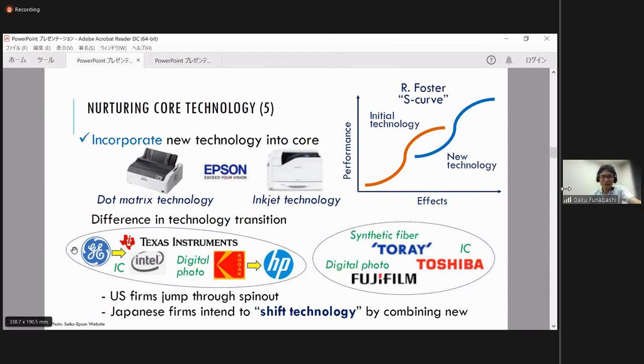And in the case of the US, one technology is replaced by another technology. One company is replaced by another company. It's like one product is replaced by another. So Foster showed the transformation of technology like these two S-curves. But that is not quite applicable to the Japanese cases. He's American, which is why he talked about the case in the US.